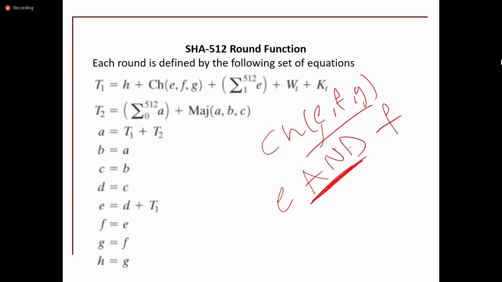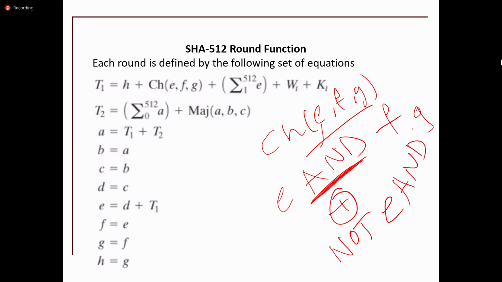Then it is going to perform XOR operation with what? And it is going to perform NOT operation on E. NOT operation means simply it is going to perform the flip operation, complement operation. If the bit is 0, it will be converted to 1. If it is 1, it will be complemented to 0. Then it applies AND operation with G.